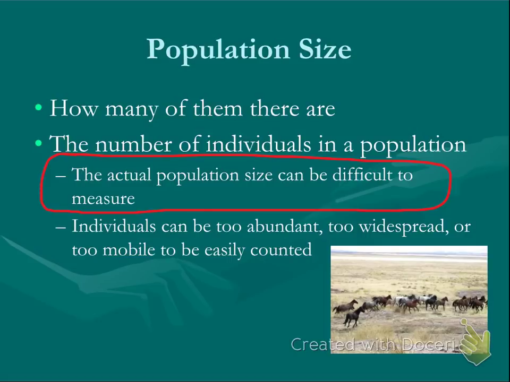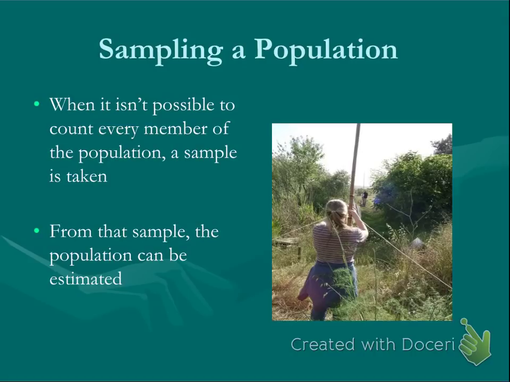Imagine counting mosquitoes. Ooh, it's a lot of them on a summer night. Here we've got some feral horses out west. Again, they're a very mobile species, and they're spread out over great distances. Hard to count, so how do you count them? Well, when it isn't possible to count every member of a population, we do what's called sampling. And in a sample, we estimate the population based on the number of individuals in a certain area.